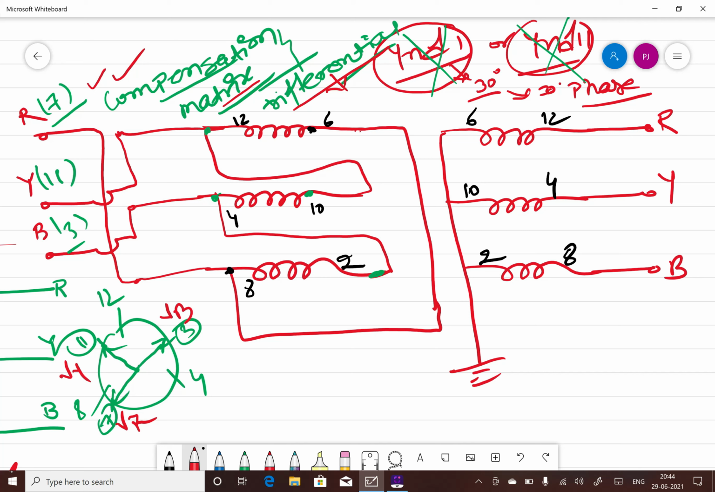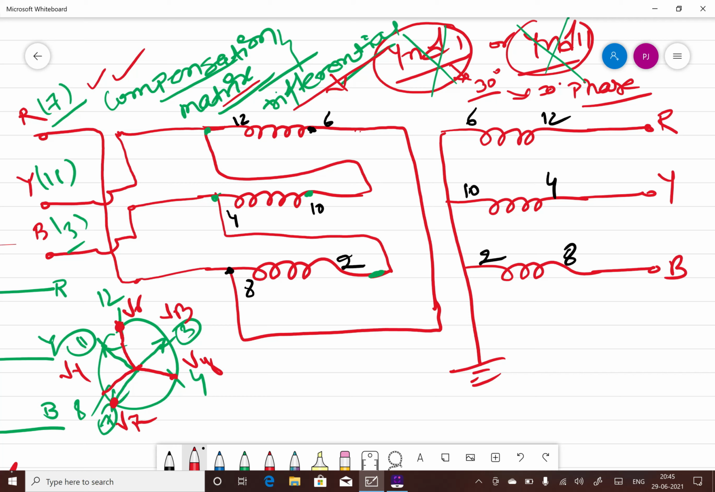And at star side we already know that this is our star side voltage, which starts at VR, VY will be at 4, and VB will be at 8. It is something like this. So now if you compare the R phase with R phase, this is VR star side and this is VR delta side.